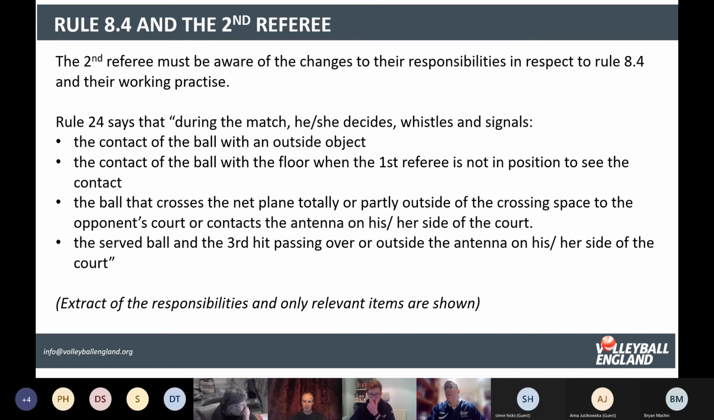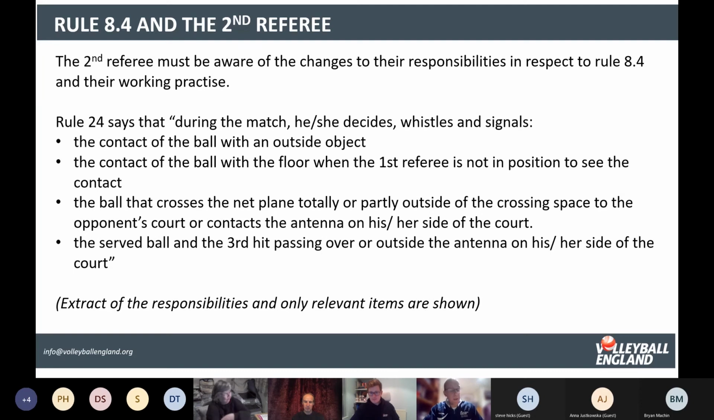But in a lot of situations you wouldn't. So if the ball has gone through the crossing space, then you're not signaling it out. If it's outside the crossing space, then you can, as long as you make the right choice of doing it and know that it's the third hit or it's a served ball and it's past you, then you can signal that ball out. And I say your first referee may expect you to do this.